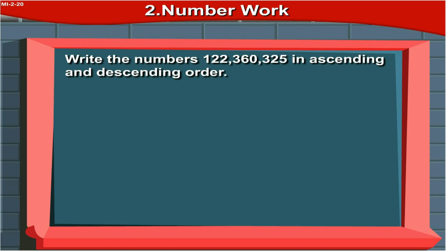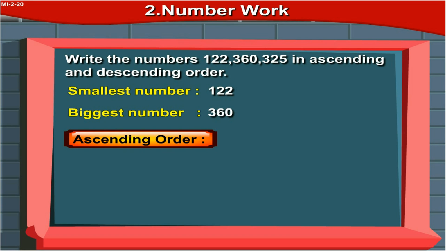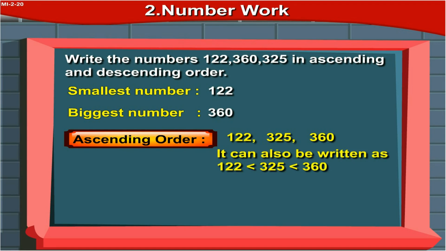Write the numbers 122, 360, 325 in ascending and descending order. Now children, if you notice, the smallest number is 122. And the biggest number, that's right, is 360. So the ascending order would be 122, 325, 360. It can also be written as 122 is lesser than 325, which in turn is lesser than 360.